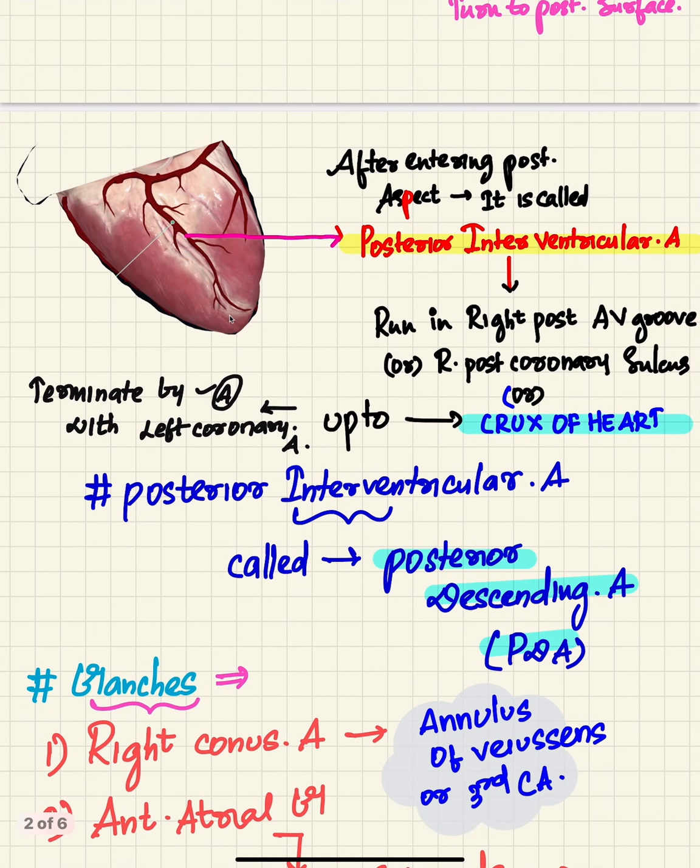So it runs in the right posterior atrioventricular groove, or the right posterior coronary sulcus, up to the crux of heart. I'll tell you what this crux of heart is. It terminates by anastomosing with the left coronary artery. This posterior interventricular artery is also called the posterior descending artery.